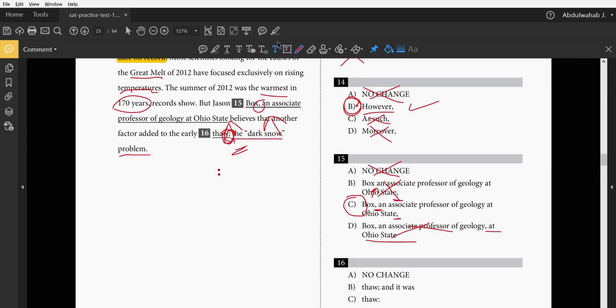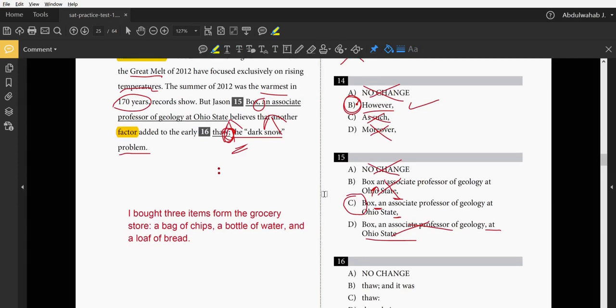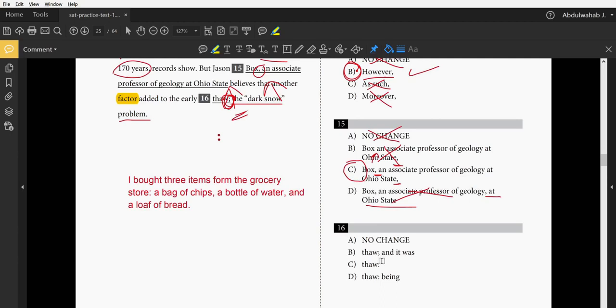If I want to say, for example, I bought 3 items from the grocery store, now I want to say what those 3 items are. I put a colon: a bag of chips, a bottle of water, and, for example, a loaf of bread. So I'm using my colon here to introduce the items that I mentioned before. Now he said that there is another factor added to the early thaw, which is the dark snow problem. So I want to go for the option that provides me with my colon.